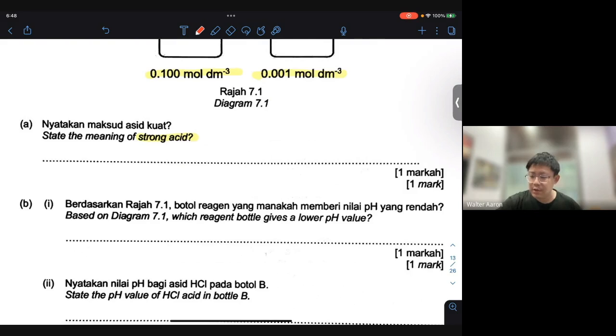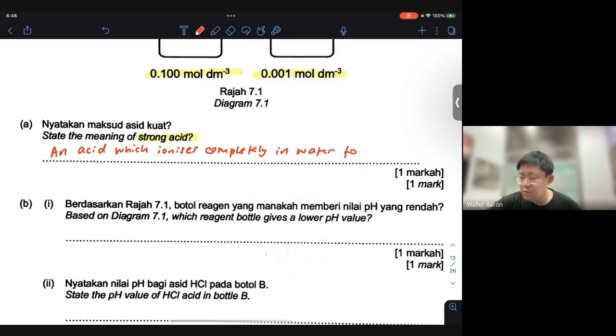So you put here: an acid which ionizes completely in water to produce a high concentration of hydrogen ions.